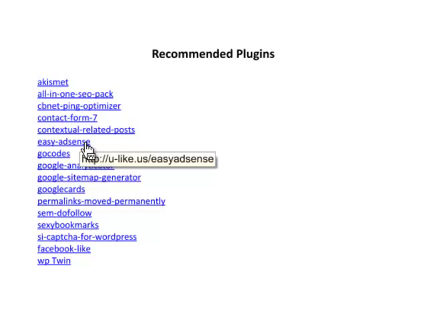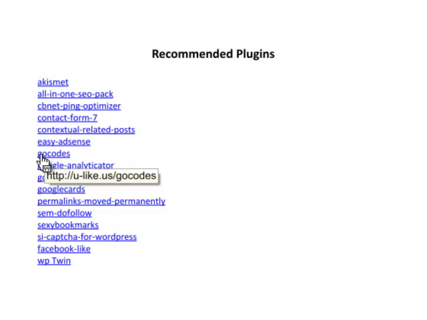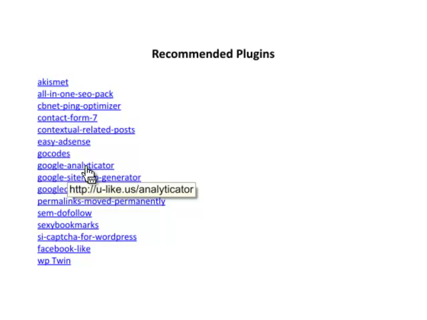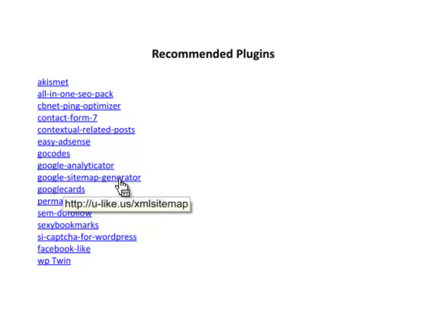Easy AdSense is great for Google AdSense, putting those ads up. GoCodes is a great redirect script for affiliate links. Google Analyticator is a great way to easily install Google Analytics on your WordPress website. The sitemap generator generates a sitemap that's compliant with Google Webmaster Tools, Yahoo Site Explorer, and Bing Webmaster Tools. Google Cards is new. The jury's still out on this one, but basically it gives you a neat way for people to connect with you on Google, the new Google Plus.